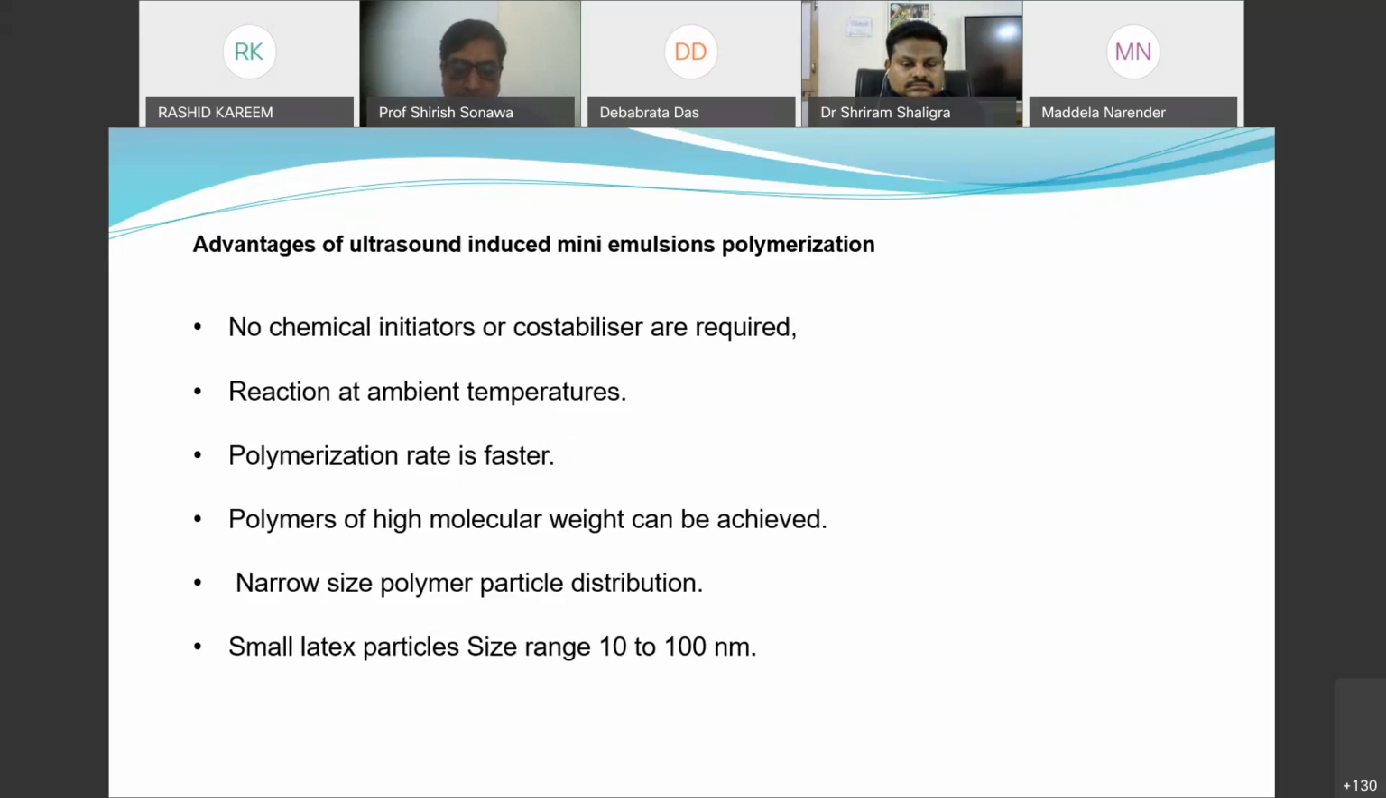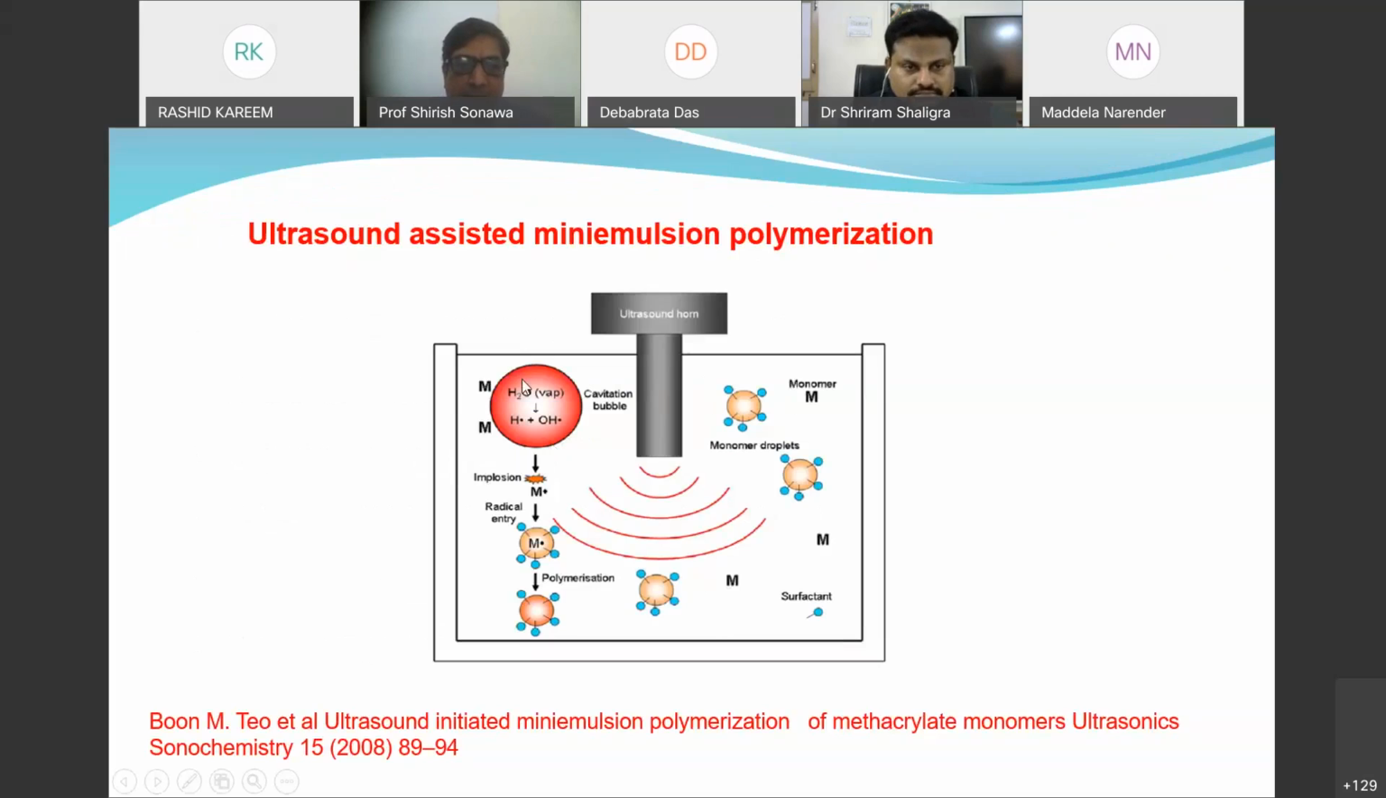Now you can see how ultrasound mini-emulsion polymerization happens. The red color is a cavity bubble. This is an ultrasound horn, maybe around 450 watts, and it gives you intensive cavitation, and because of that, cavity bubbles are formed. The water vapors which have been entrapped in the cavity form a radical.